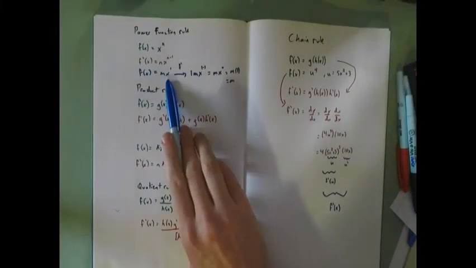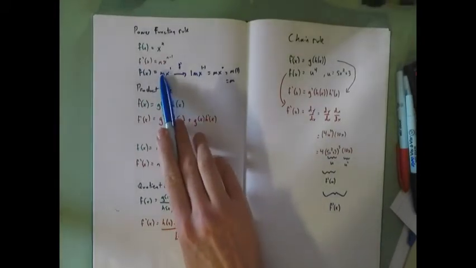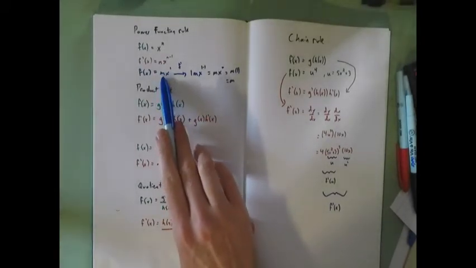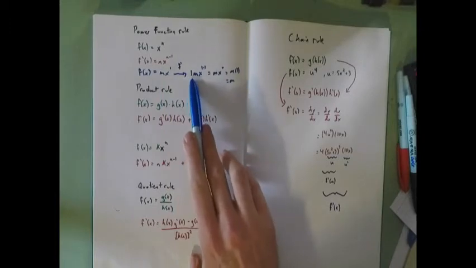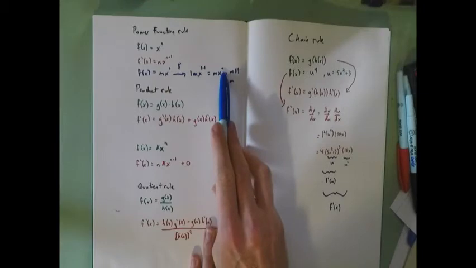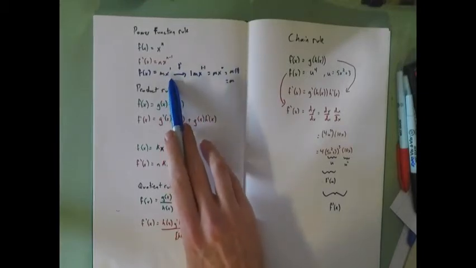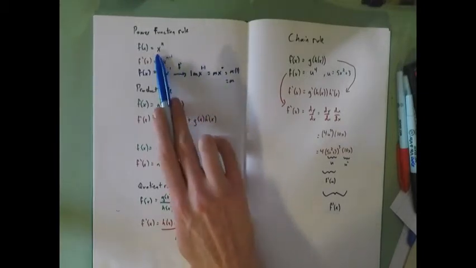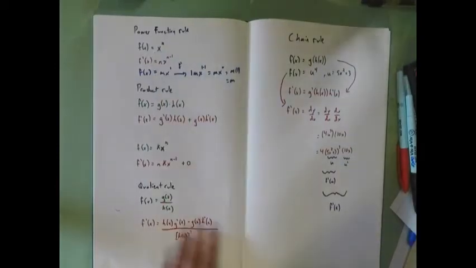Long story short, the power function rule, we bring down the exponent so that now it's being multiplied at the front. So we get 1 times m times x. We knock the exponent down by 1 to 0 in the case of m times x, or n minus 1 if we're thinking about x to the n.